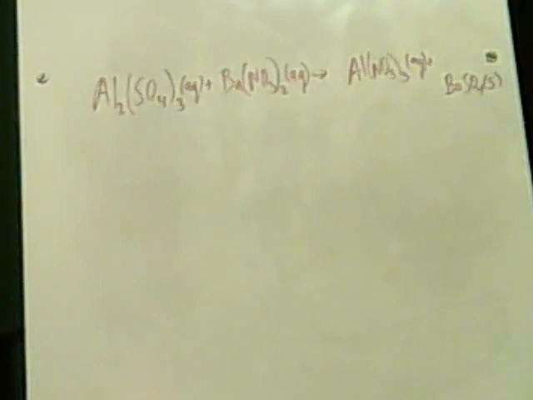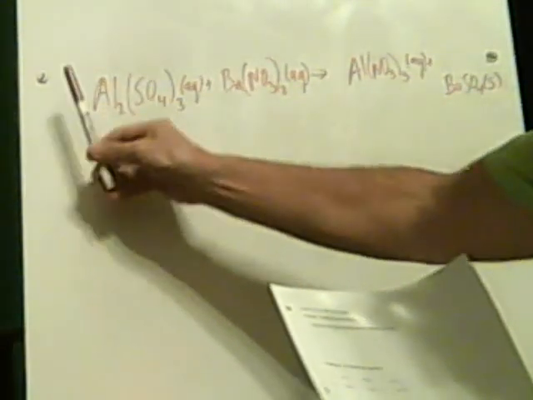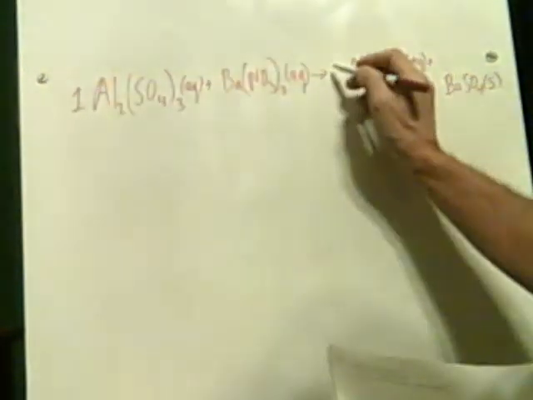Okay, I'm always running out of space, but okay, now we're going to balance. This one looks a little bit more complicated than the other one, but we're just going to do it the exact same way. But we'll start with the aluminum. If we start with a 1 here, we'll put a 2 there. So let's do that. That gets us off on a good foot.